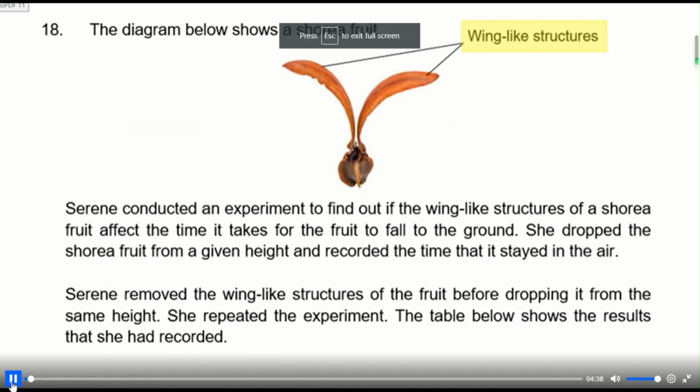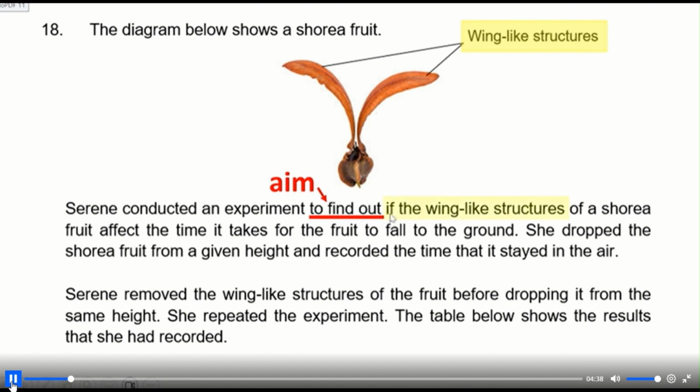Let's look at question 18. The diagram below shows a shora fruit. And from the diagram, we see that the shora fruit has wing-like structures. Serene conducted an experiment to find out. Now, whenever the question has the phrase "to find out", they are trying to tell us that what comes after is the aim of the experiment.